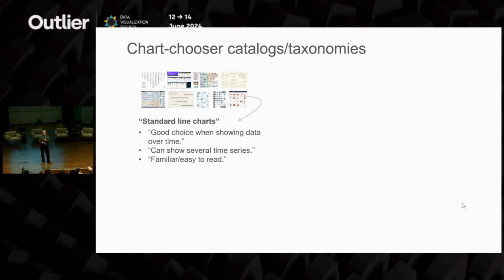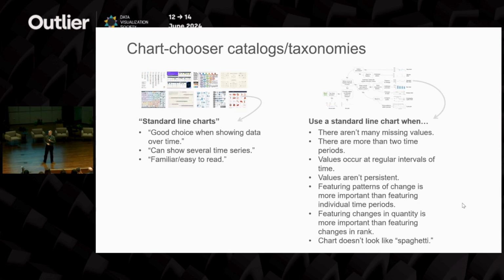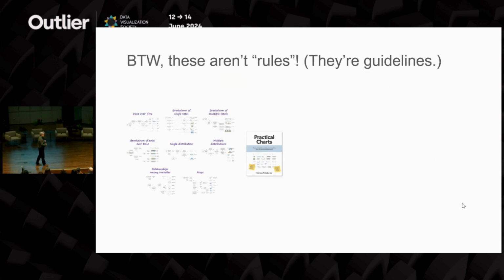And again, I wish it were this simple. But as we just saw, deciding when to use or not use a standard line chart is more complicated than this. If you were to derive these guidelines from the decision tree that I just showed you, it would look like this. Right? There are just more factors that go into this choice.